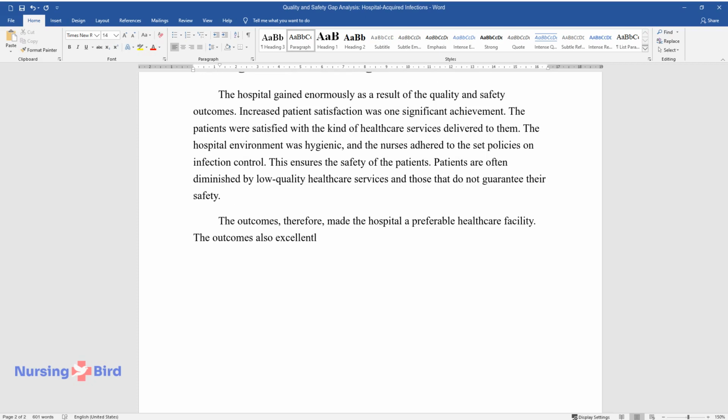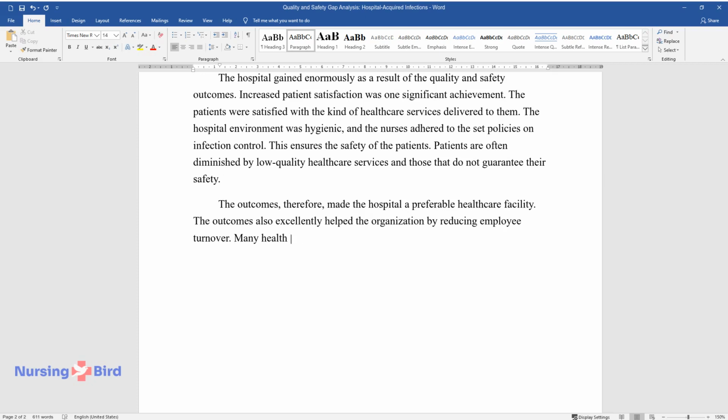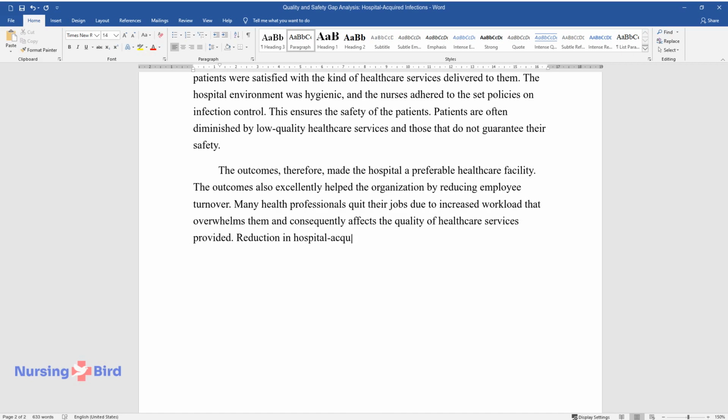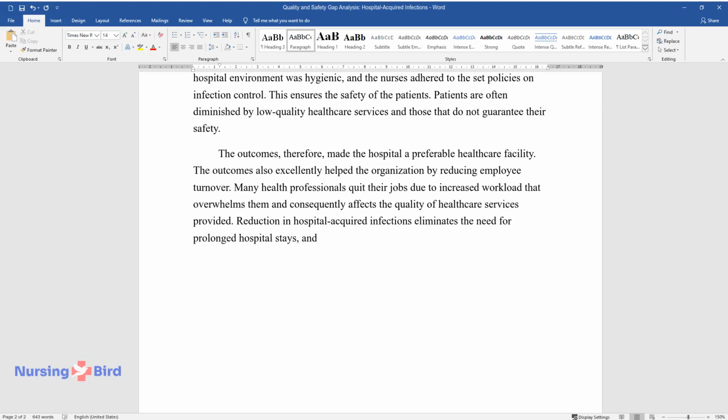The outcomes also excellently helped the organization by reducing employee turnover. Many health professionals quit their jobs due to increased workload that overwhelms them and consequently affects the quality of healthcare services provided. Reduction in hospital-acquired infections eliminates the need for prolonged hospital stays, and hence the nurses can comfortably manage their tasks.